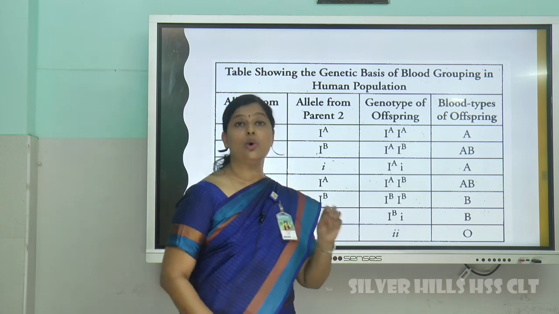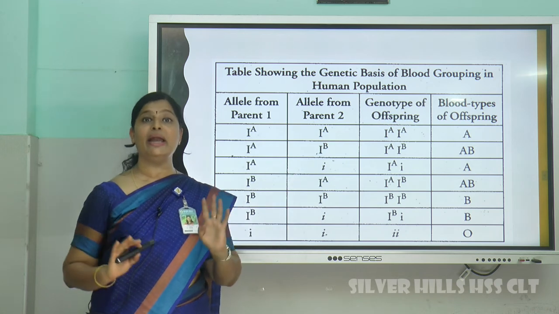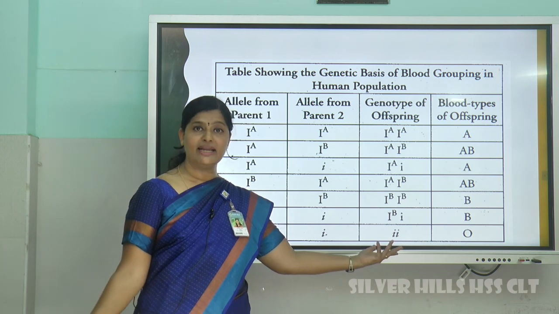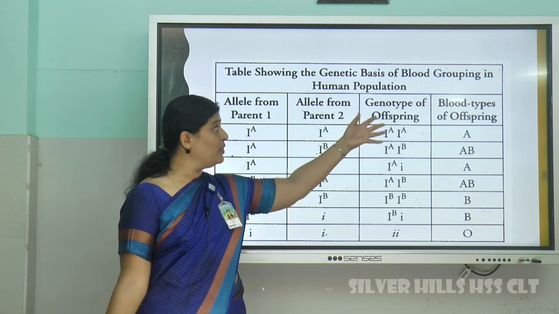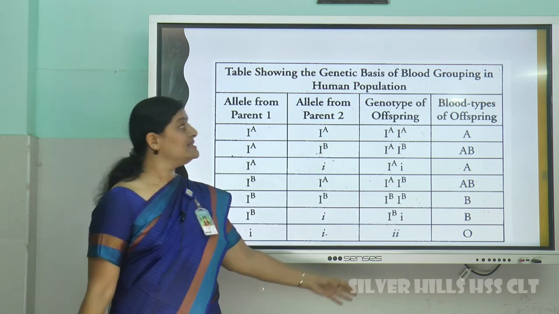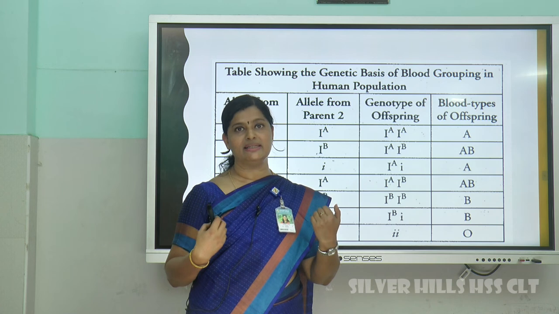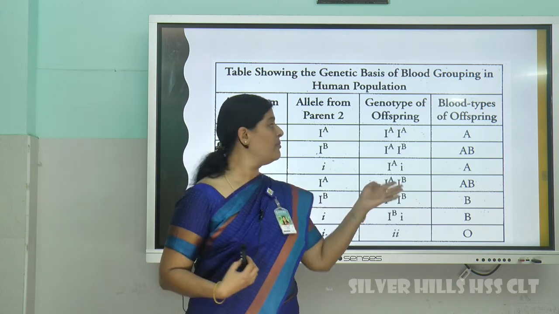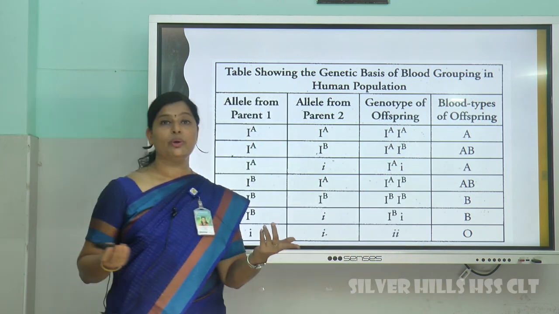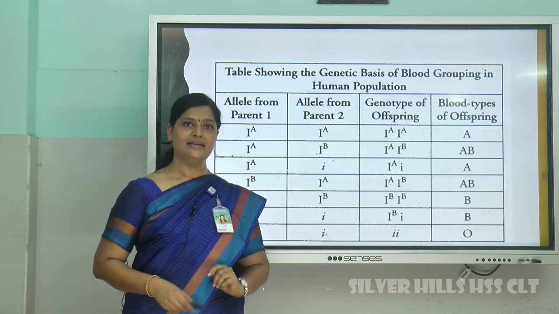We say that O blood group people are called universal donors. They can donate blood to any blood group. You know why? Because they don't have any antigens, A or B. So if they donate blood to any of these groups, there is no problem of antibody formation. In the same way, AB blood group people are called universal recipients. They can receive blood from all these categories because they already have antigens A and B. So in their body, there won't be any antibody formation.